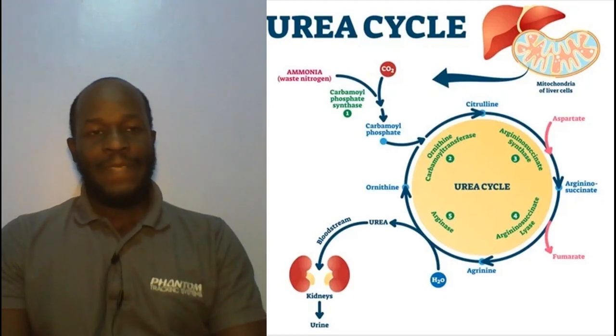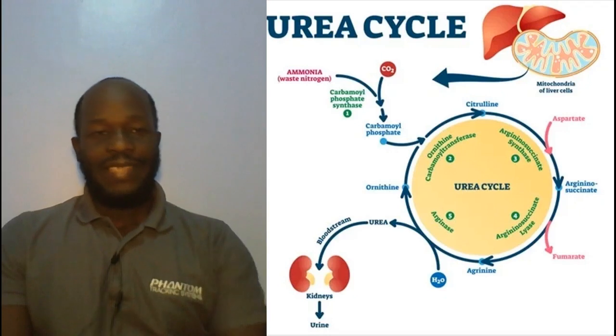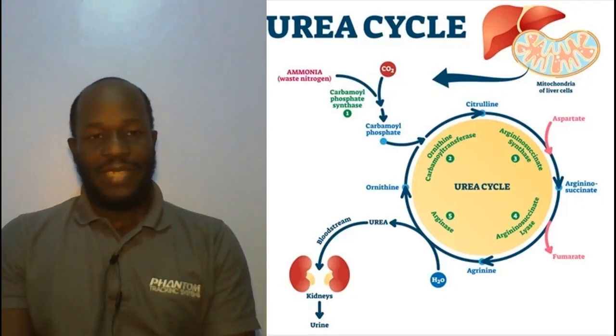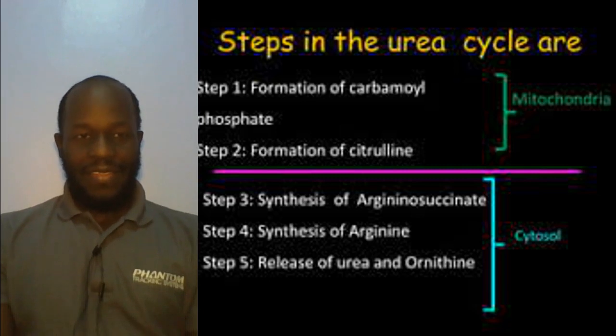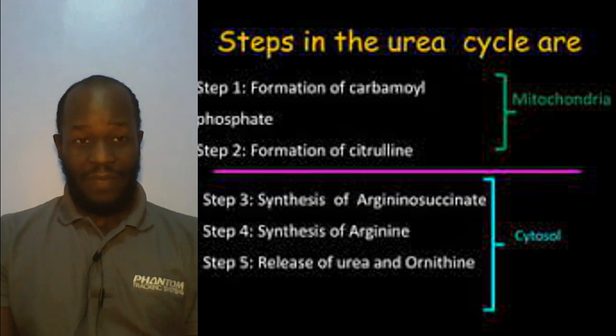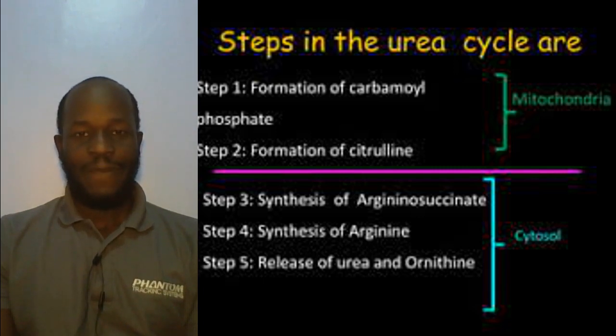Now, the urea cycle steps happen in the liver hepatocytes. I mean, the process of the urea cycle happens in the hepatocytes. The first steps happen in the mitochondria of the liver hepatocytes, and the last stages happen in the cytoplasm of the liver hepatocytes. Hepatocytes are simply liver cells.